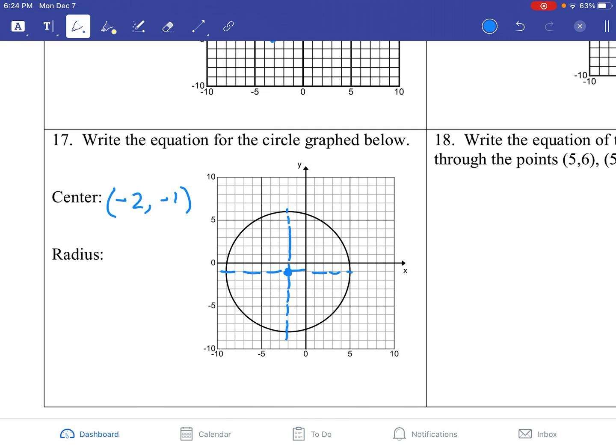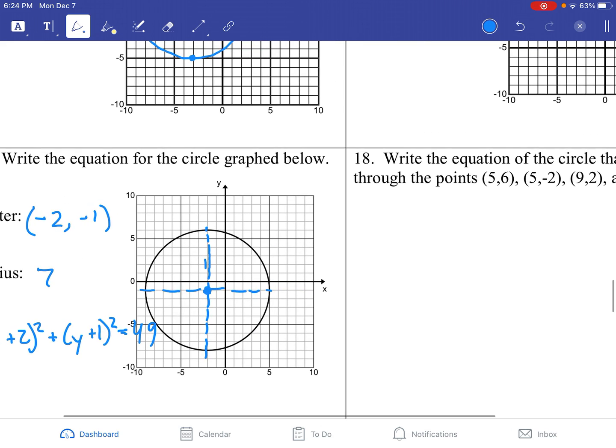Your radius is, that's 5, 6, 7. Let's make sure it's all the same. That's 7 that way. So yeah, it looks like it's 7. So we will write our equation. We're going to have x plus 2 squared plus y plus 1 squared equals 49. All right, and that is your equation for that circle.